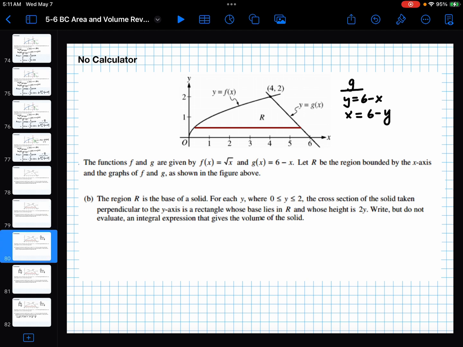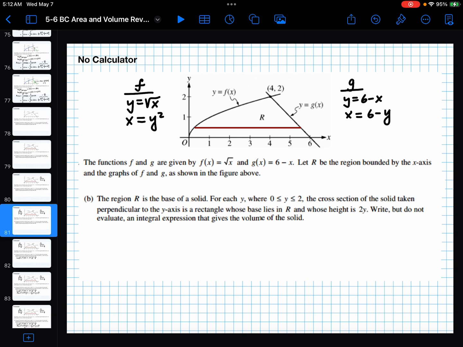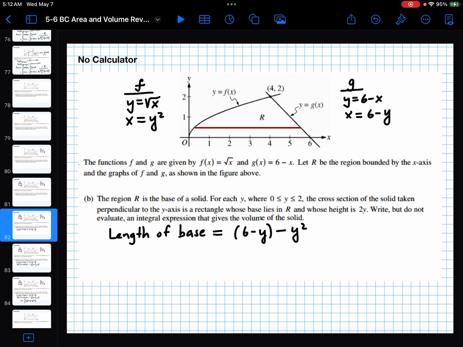To find the length of that, I'm going to need the x value on the right side, and that comes from g of x. So I take what y is equal to in g of x, and I solve for x. And then I need the x value on the left side, and that comes from the f graph. So I replace f of x with y and solve for x. So the length is going to be the x value on the right minus the x value on the left. So it's going to look like that. That's the length of my base.